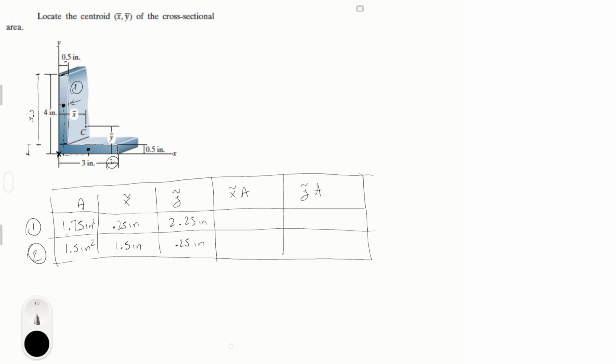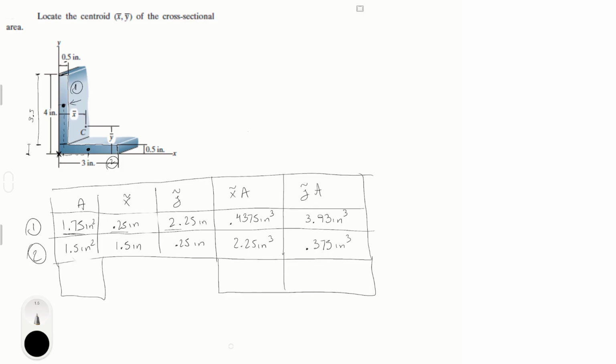So now we're just going to multiply the area by the coordinates to get the rest of the table. This should be 0.4375 inches cubed. And this should be 3.93 inches cubed. And the bottom one should be 1.5 squared times 1.5, 2.25 inches cubed. This should be 0.375 inches cubed.